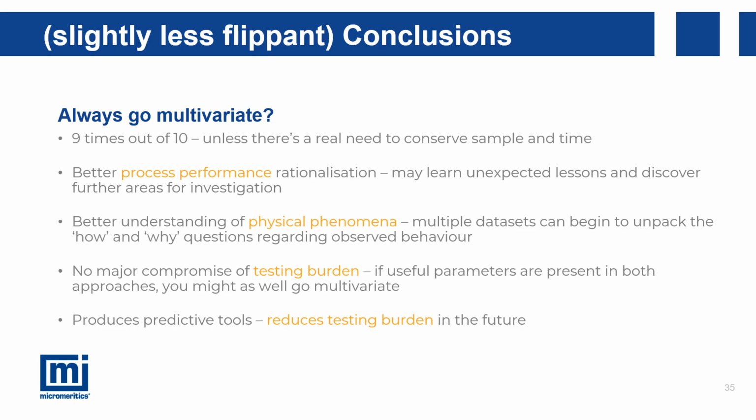Unless we have a specific need to conserve powder and we have real restrictions on the testing time available, it's always worth considering a multivariate approach. It can give us a better understanding of our processes, and we may learn extra nuggets of information that we didn't initially expect. We can learn about the physical limitations imposed by the properties of our powders, which can inform both our future testing and processing decisions, leading to less work and greater efficiency down the line.